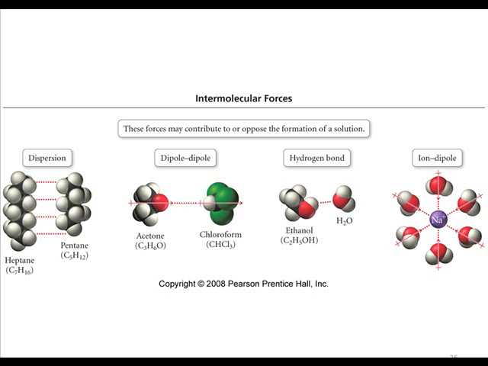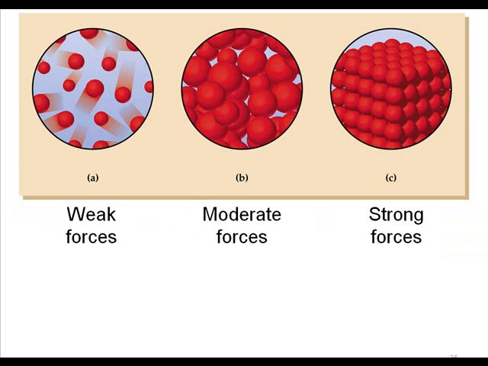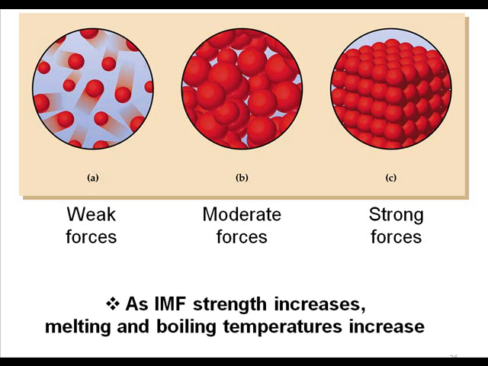A unique or particularly strong dipole to dipole is a hydrogen bond found in water and in nitrogen groups and in fluorine groups. And finally you have the ion linked to a dipole. This is very common in aqueous solutions. So intermolecular forces determine the state: gas, liquid, solid, weak, moderate, strong forces. IMF, which is the intermolecular force strength, gets stronger. As it gets stronger, then the melting and boiling temperatures tend to be higher.